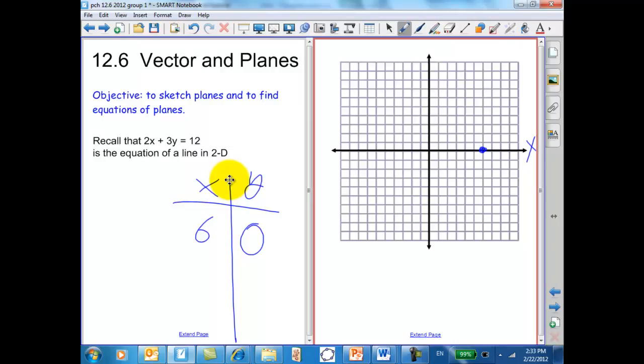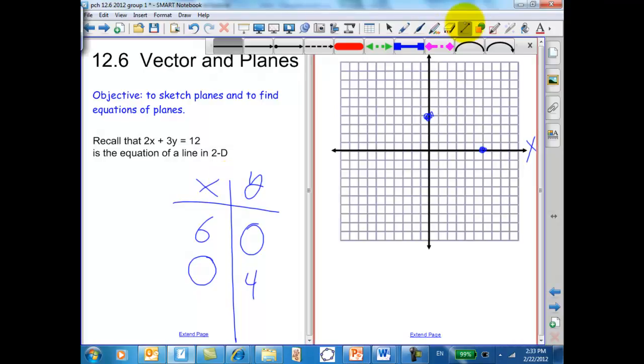I said 4, for the y. Yes, now you set x equal to 0. Cover that up. 3y equals 12, so y equals 4. So there you go. I'm going to get my fanciest line here. Right there. There we go. Recall that?